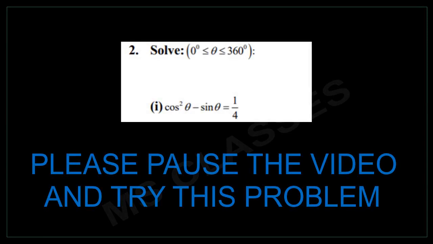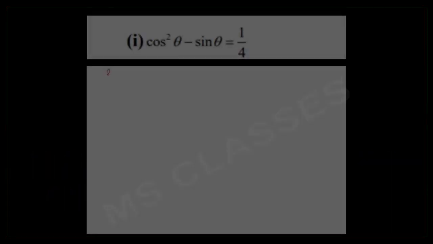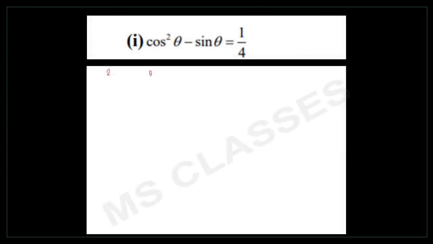Number 2. It is given theta is less than or equal to 360 degrees and greater than or equal to 0 degrees. First, two subparts. One part is asking us to solve for theta, and this expression is given: cos square theta minus sin theta equal to 1 by 4. Now this cos square theta, what can we write? Because if the whole thing is in terms of only one trigonometric function, then it will be helpful for us.